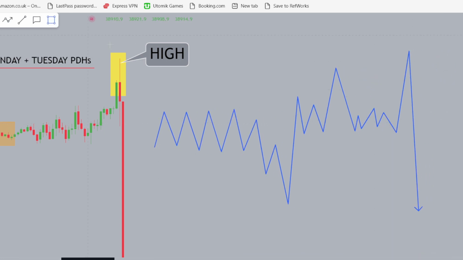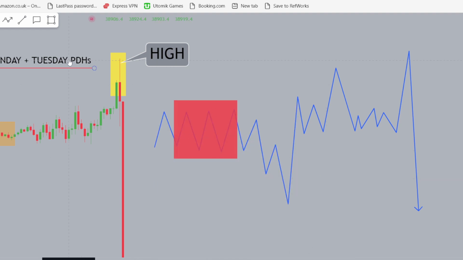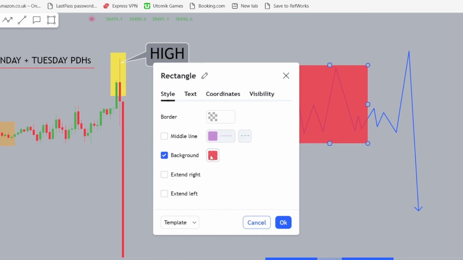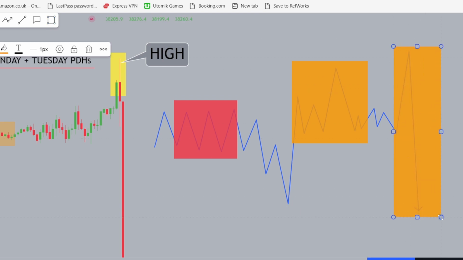So from here, we have three sections to consider. We have Monday, which I'm going to label in red, right? We want to avoid Monday. We have Tuesday, which I'm going to represent here in orange. And here we have Wednesday, which I'm going to represent in yellow.